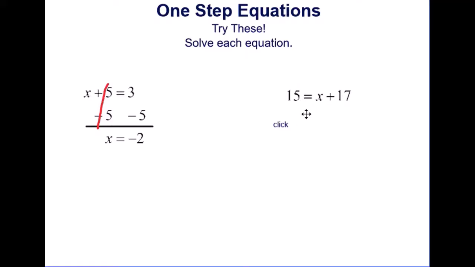This example, 15 equals x plus 17. We're adding 17. The inverse of adding 17 would be to subtract 17 from both sides. That would eliminate 17 from the right. And 15 minus 17 is negative 2. And if we switch around our variable to the left, x equals negative 2.